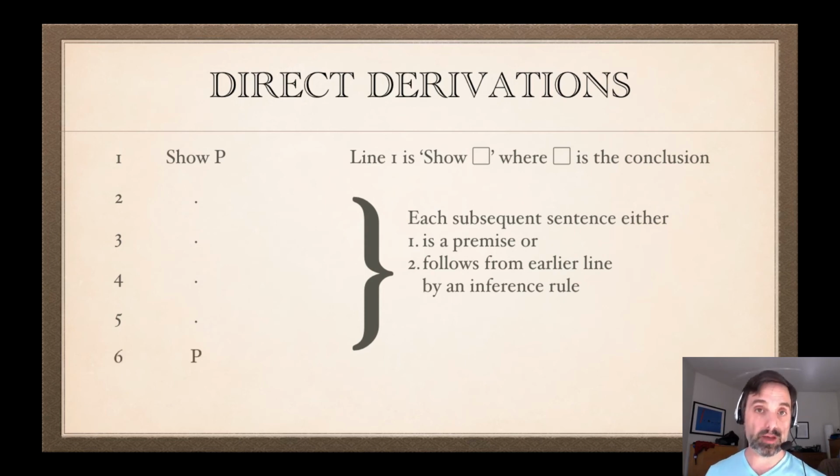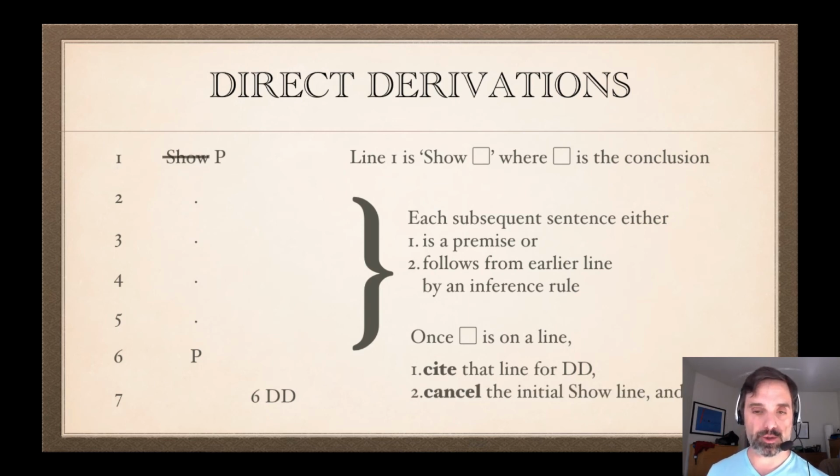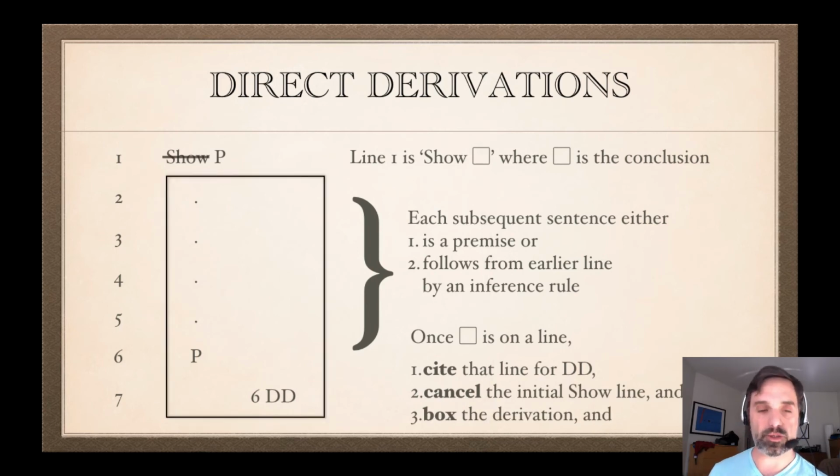At some point, we will get P, or whatever our conclusion is, and at that point we're going to cite that line for direct derivation. So we say the line on which P is, so 6, and then we say DD for direct derivation. And that will cancel the initial show line and box the derivation. As I said, we don't need to worry about why the box is going there right now. The show means we are no longer trying to show it.